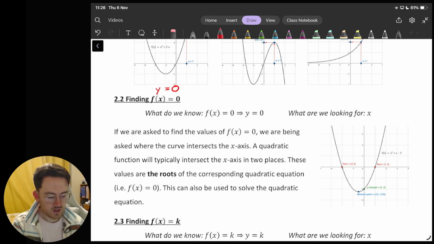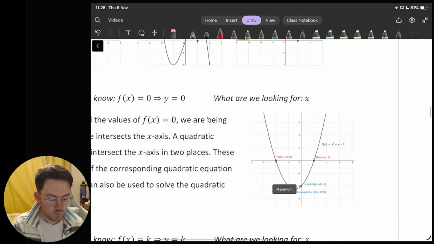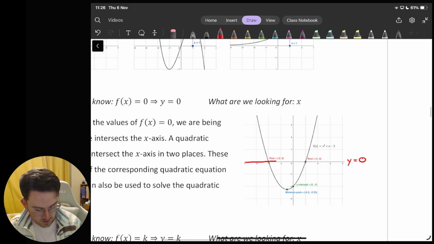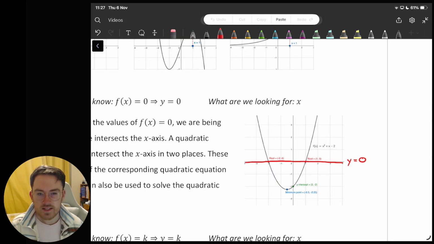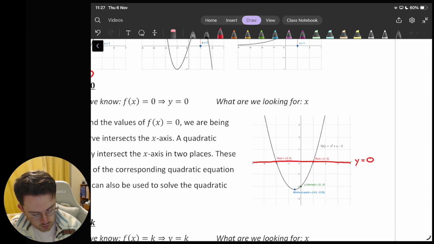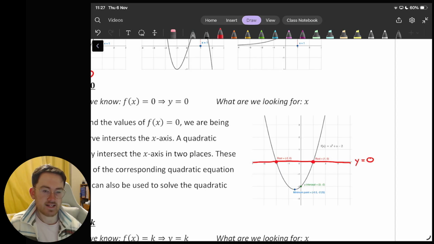And we should know that on a coordinate plane, y is equal to 0 along the x-axis. So all the way along this line here, y is equal to 0. The reason that's important is that if we are asked to find the x values for when y is equal to 0, we are looking for the 2 points on my function that are on the x-axis. And that again is going to depend on the type of function that you have.